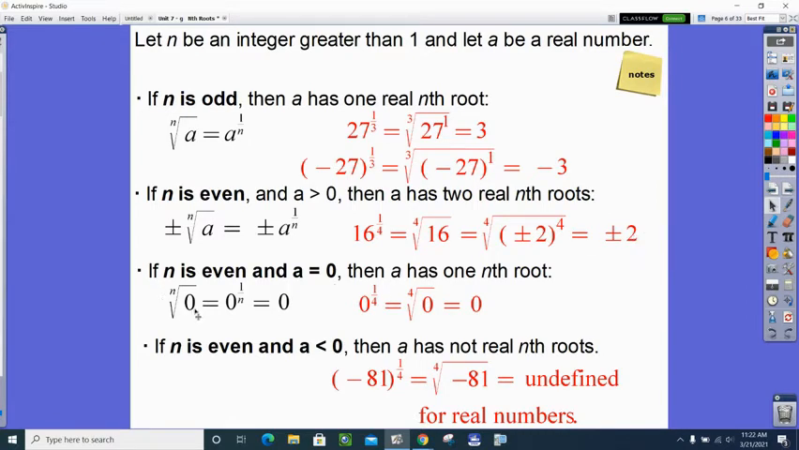Now what if it's even and you have 0 under there? Well, the 4th root, the 6th root, the 8th root, to be honest, any root of 0 will give you 0. You get one answer because you don't have a positive and negative 0. The final one, if the index is even and you have a negative, it's undefined. Now remember up here, if it's odd, you get an answer, but if it's even, it's undefined. So these are the 4 things that can happen with different roots.